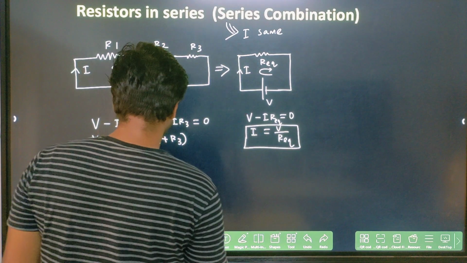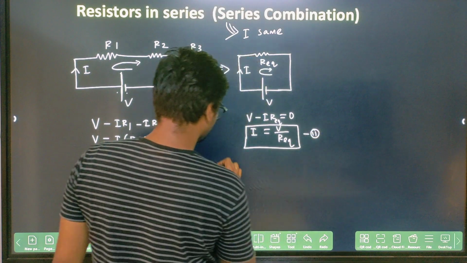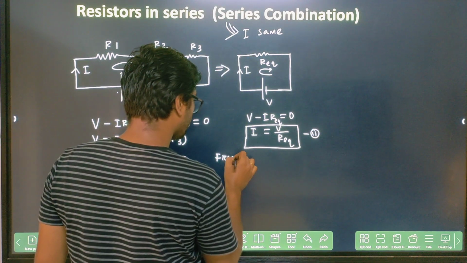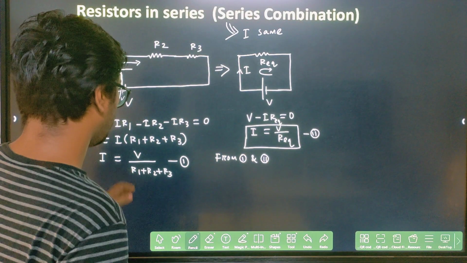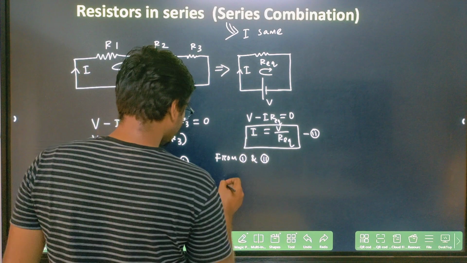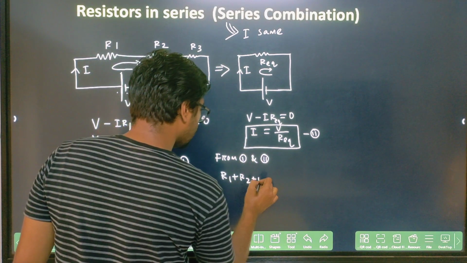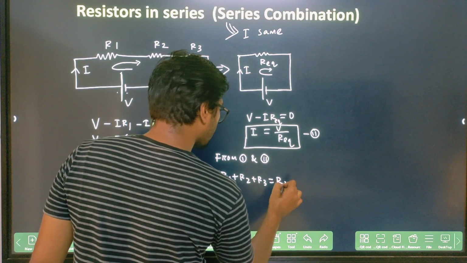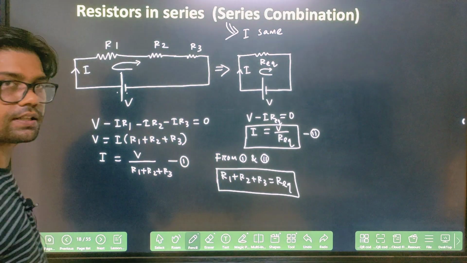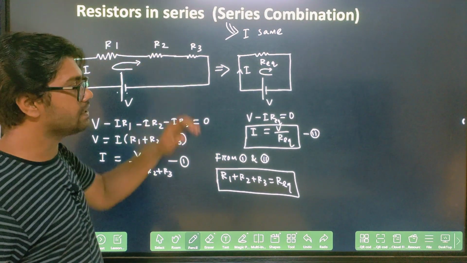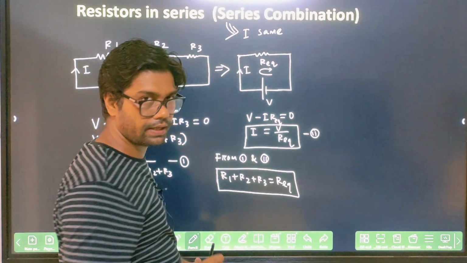If you give this one as equation number 1 and this as equation number 2, then from 1 and 2 you can say that R1 plus R2 plus R3 is equal to R equivalent, right? So whenever the resistors are connected in series, the equivalent resistance will be R1 plus R2 plus R3.